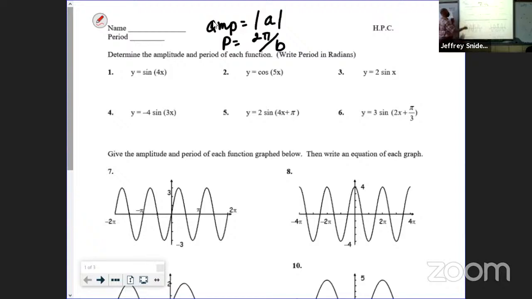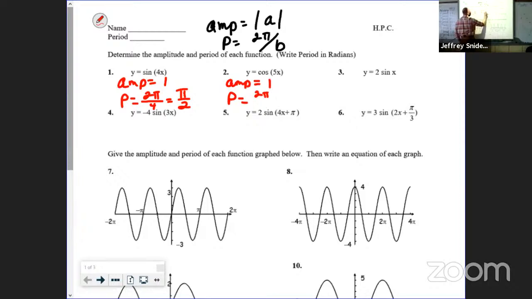So here we go. On this one, the amplitude is 1. And the period is 2 pi over B. We simplify it, and that is pi over 2. That's the period. That means it goes through a full cycle in pi over 2 radians. Number 2, amplitude is 1, period is 2 pi over 5. Does that simplify? No, leave it alone.